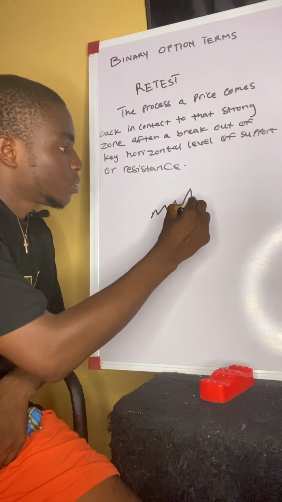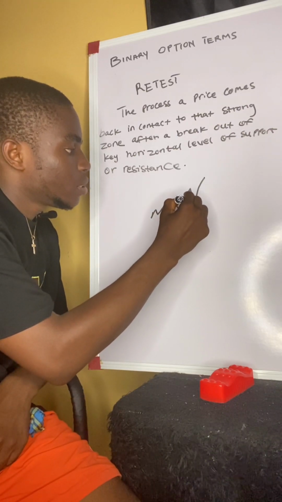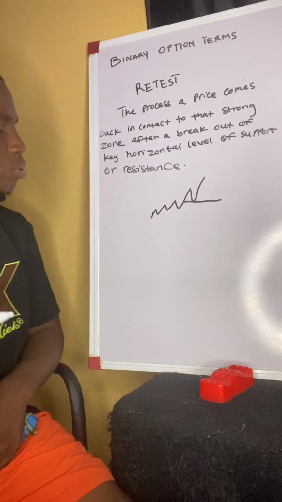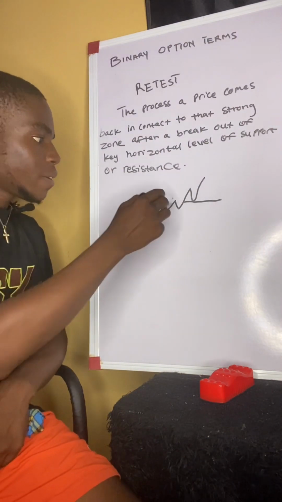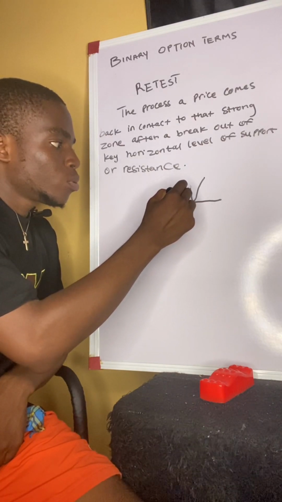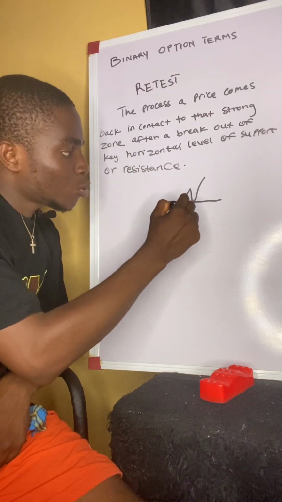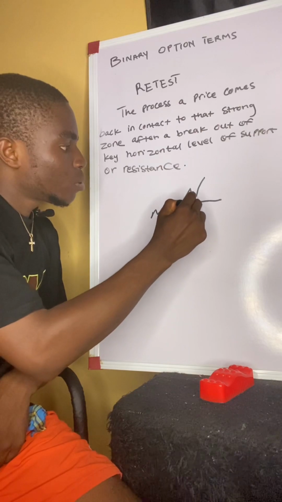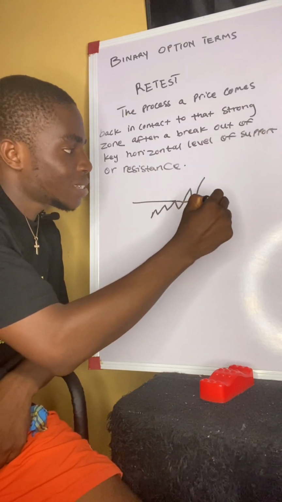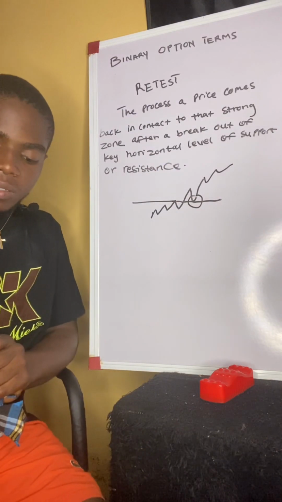this is an option right now, and this is a strong support zone or resistance zone. After the price breaks away from the support zone, then comes back in contact with that same strong zone, this is a retest. It means you test that strong zone before you keep going forward. That is what I mean by retest, guys.